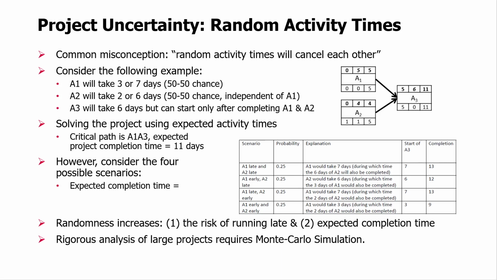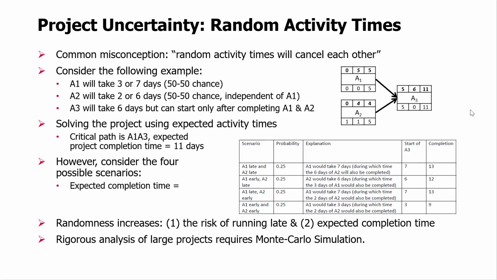A2 will take 2 or 6 days, again, 50% chance for each of those 2 times. And it's independent of A1, so it can be done in parallel. A3 will take 6 days always, so there's no uncertainty here, but it can only start after A1 and A2 are completed. So the network representation for this problem is shown in this little picture here. And you see that A1 is before A3 and A2 is before A3.